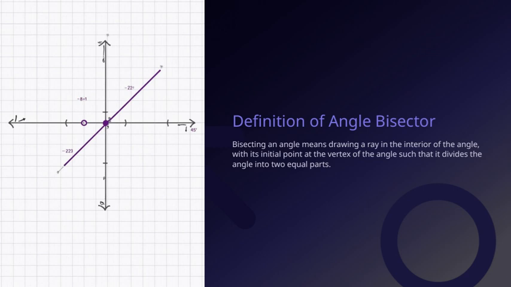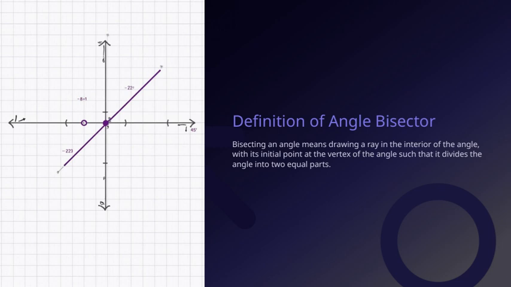This ray is placed inside the angle, starting right at the vertex, which is the point where the two sides of the angle meet. The key idea here is that this ray divides the original angle into two smaller angles that are exactly equal in size. So, the main concept to remember is that the angle bisector not only starts at the vertex, but also splits the angle into two equal parts, which is really useful in many geometric constructions and proofs.